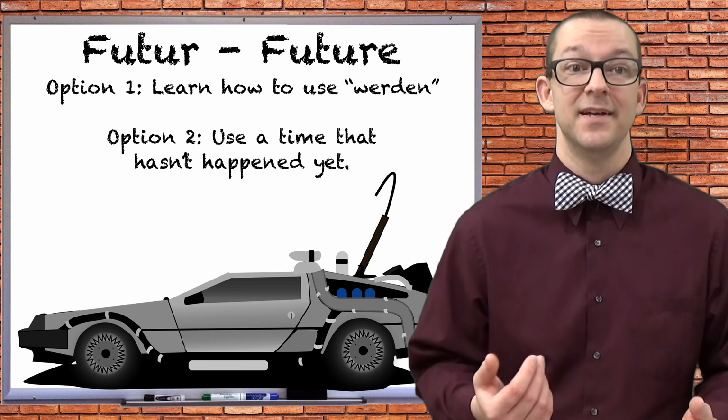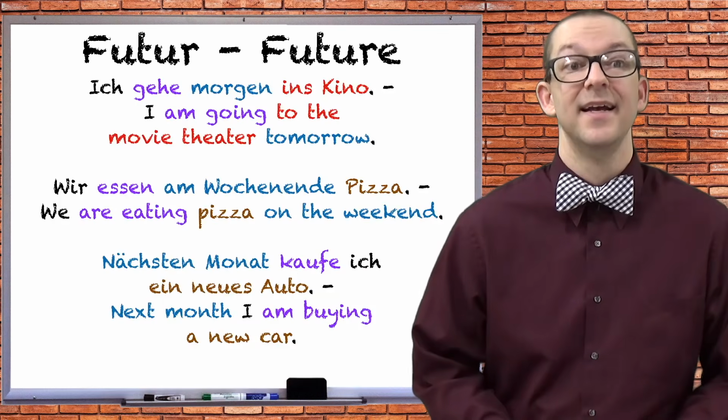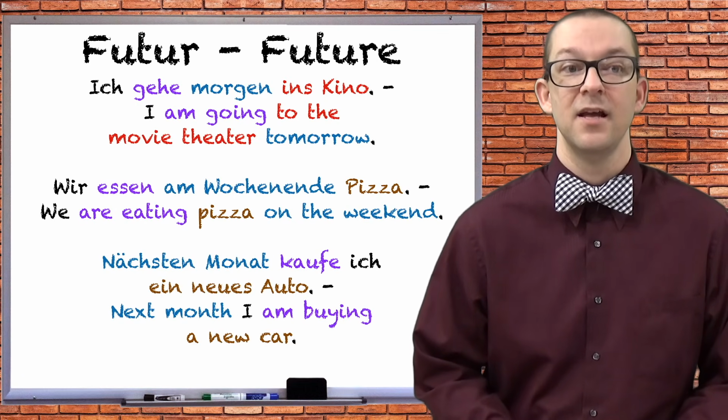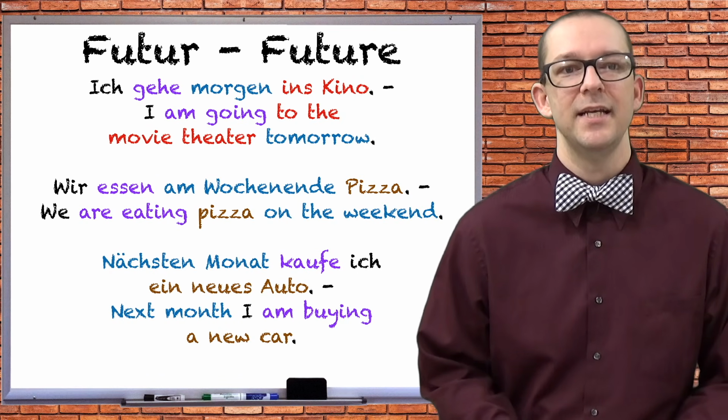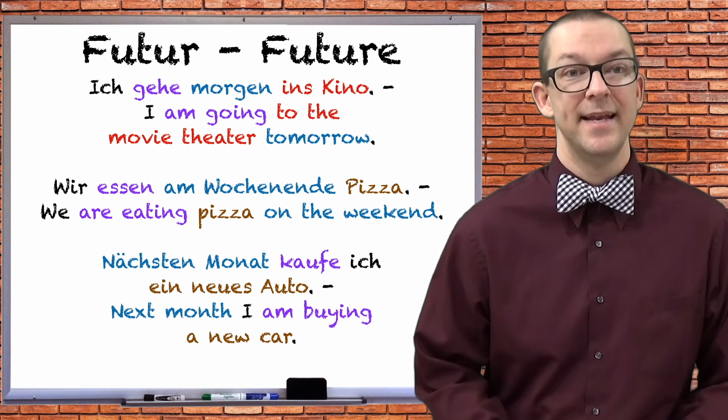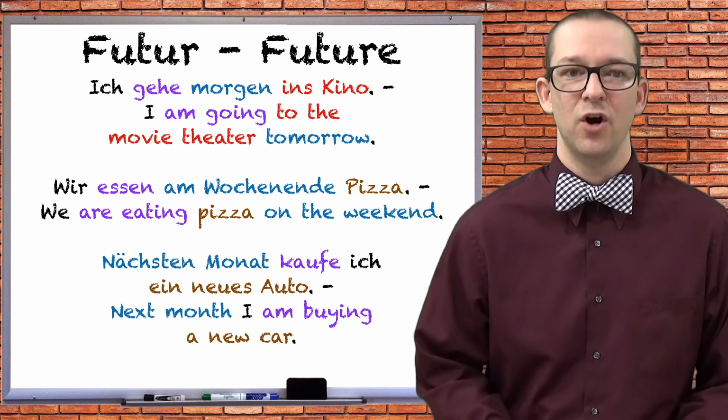This is the same thing that's done in English. For example, Ich gehe morgen ins Kino. I am going to the movie theater tomorrow. Wir essen am Wochenende Pizza. We are eating pizza on the weekend. Nächsten Monat kaufe ich ein neues Auto. Next month, I am buying a new car.